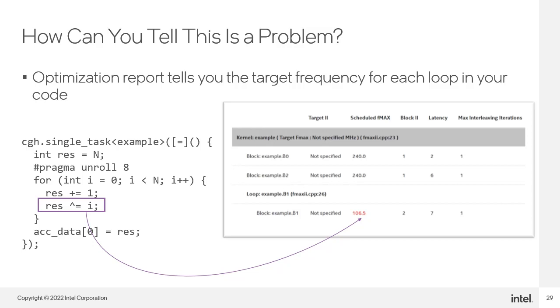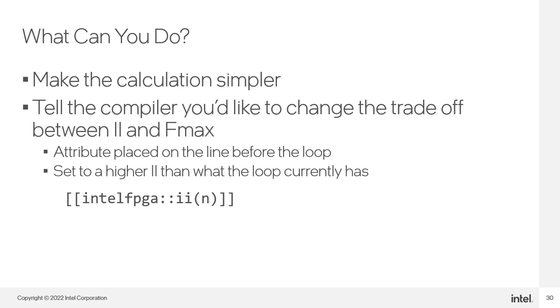It is good to pay attention to the Fmax because you may have a block slowing things down that you do not really care about, and you can trade off II for a higher Fmax in such a situation. How do you tell the compiler to prioritize Fmax over II for a particular loop you do not have much care for? You can do so by introducing the attribute Intel FPGA II in bracket N as shown in the slide. The N represents the target value you are comfortable with, and usually it should be greater than 1 or whatever the report returned it as. Giving N a lower value does not ensure priority.